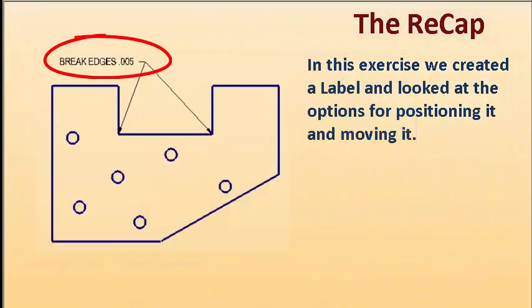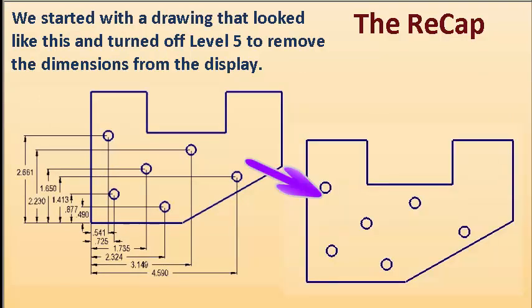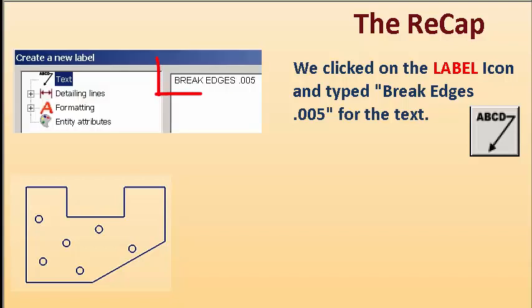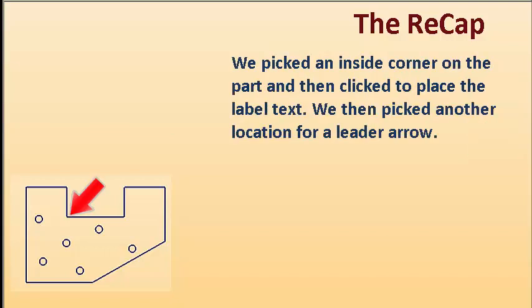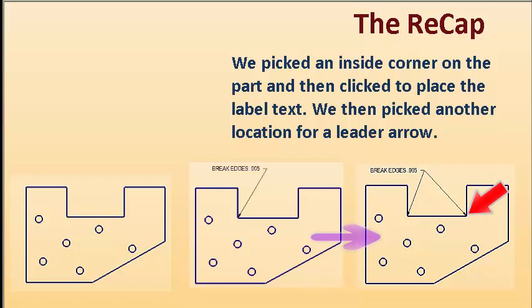Let's recap. In this exercise, we created a label and looked at the options for positioning it and moving it. We started with a drawing that looked like this and turned off level 5 to remove the dimensions from the display. We clicked on the label icon and typed break edges 0.005 for the text. We picked an inside corner on the part and then clicked to place the label text. We then picked another location for a leader arrow.